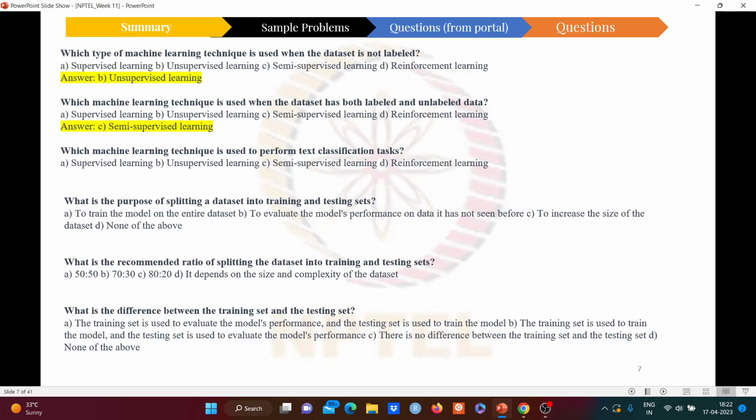Moving on to the third one, which machine learning technique is used to perform a text classification task? Yeah, it is supervised learning.